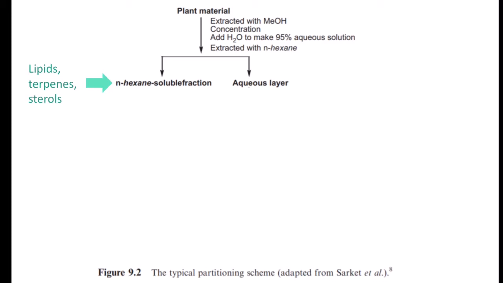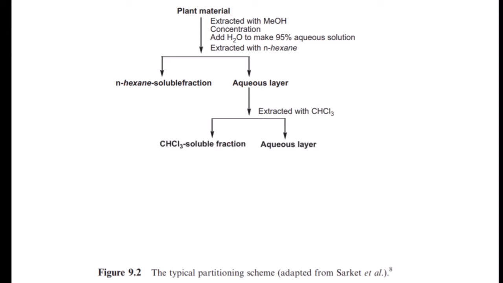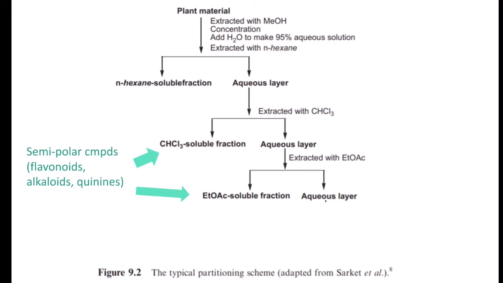The remaining aqueous layer will then be extracted with chloroform. Chloroform is slightly more polar than hexane. So, a little more polar yung mga mapupunta sa chloroform extract. Okay, then the aqueous layer is extracted with ethyl acetate. So, in general, semi-polar compounds yung mapupunta sa chloroform and ethyl acetate. Mas polar lang si ethyl acetate compared to chloroform.